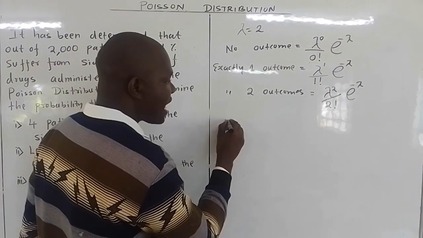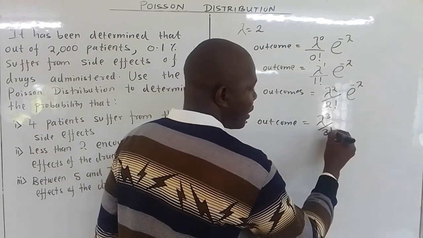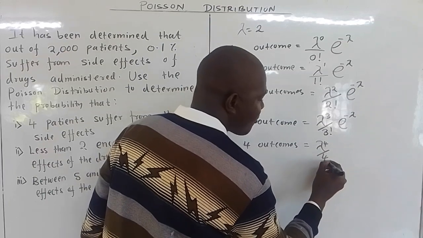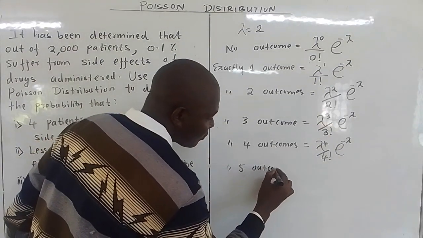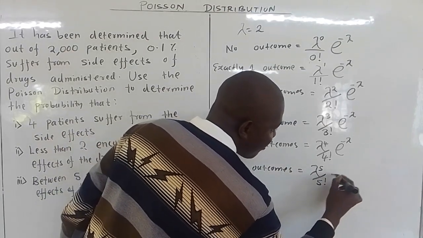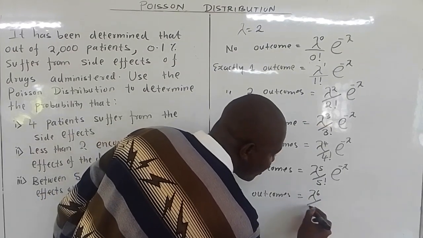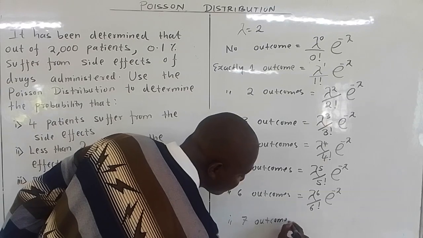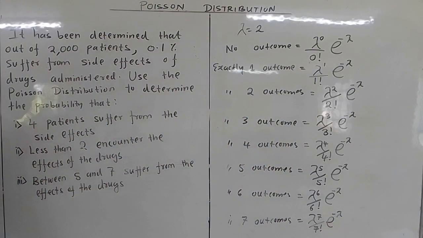So exactly 3 outcomes, continue. That is lambda raised to power 3 over 3 factorial exponential negative lambda. Exactly 4 outcomes: lambda raised to power 4 over 4 factorial exponential negative lambda. Then exactly 5 outcomes: lambda raised to power 5 over 5 factorial exponential negative lambda. Exactly 6 outcomes: lambda raised to power 6 over 6 factorial exponential negative lambda. Exactly 7 outcomes: lambda raised to power 7 over 7 factorial exponential negative lambda, because we will need that 7, so we reach there, isn't it? Are we together?